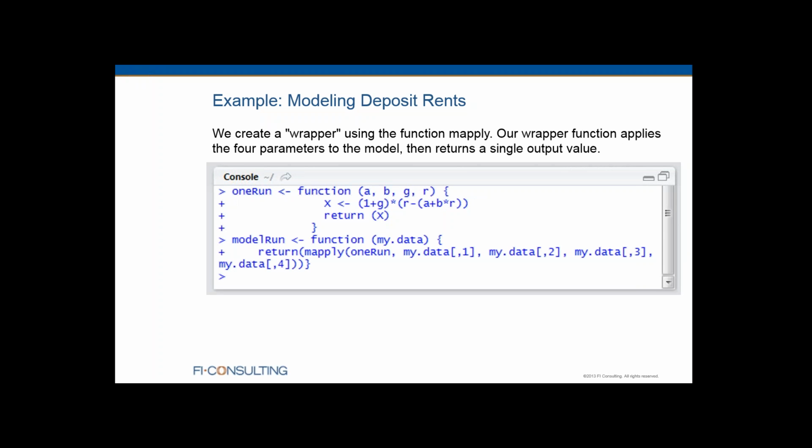We then create a wrapper function using the function mapply. Our wrapper function will apply the 4 parameters to the model and then return a single output value. So I've highlighted our equation again, and that is our model that we put inside the wrapper function. And the wrapper function will only run one instance of the function itself. Then the simulation will come in the mapply function, where we're going to apply the model to all the different parameter combinations.